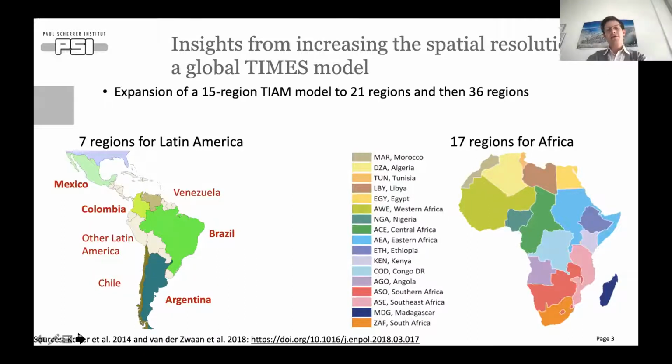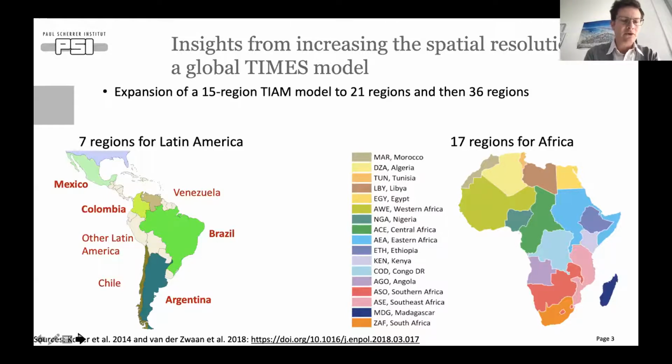My experience with increasing the spatial resolution of a global TIMES model refers to my engagement at ECN before in the Netherlands. And there we expanded a TIAM model, so a global TIMES assessment model, a 15 region model to 21 regions and then 36 regions. This relates to specific projects.